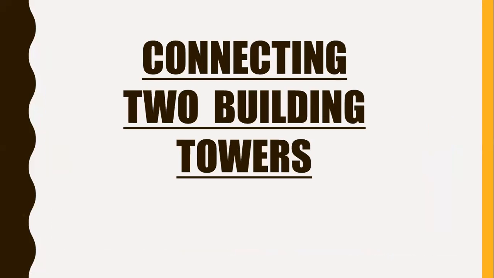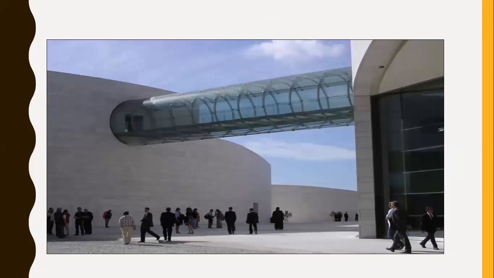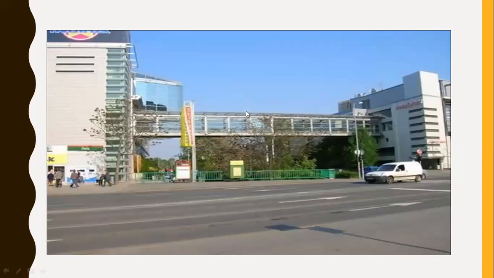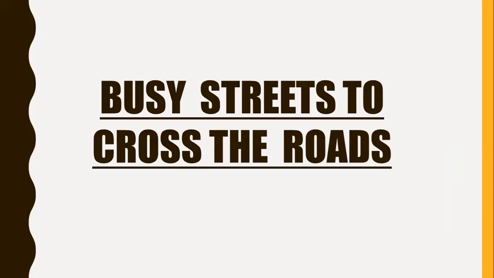Now it is also used for connecting two building towers, right? It looks like that type, right? It easily connects two buildings, right? So we can easily go from one building to another building. This type of bridge is provided to connect these two buildings, so we can easily pass between the two buildings.